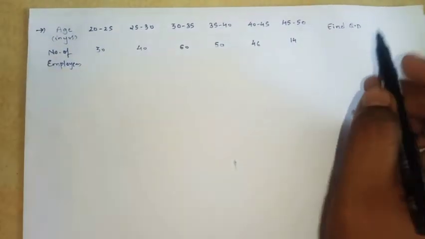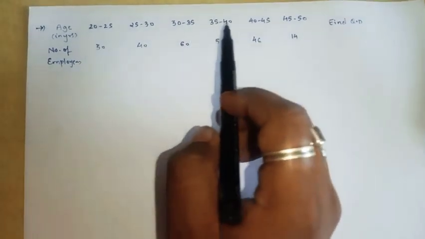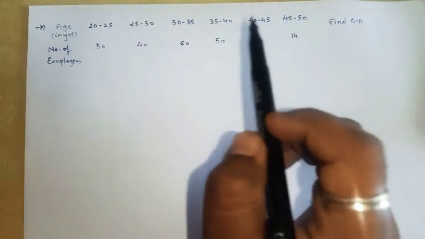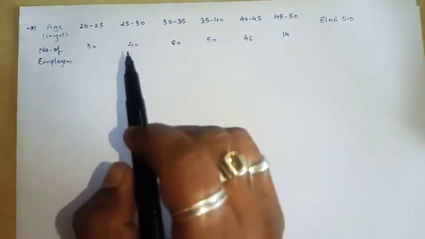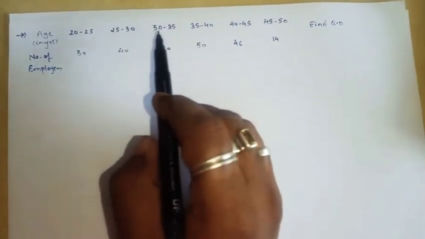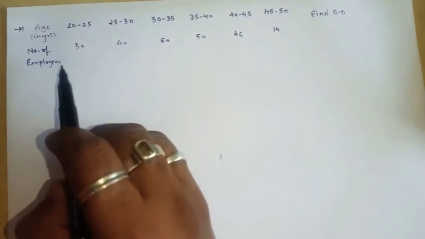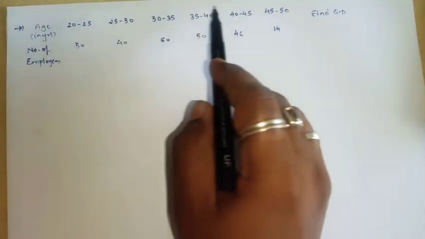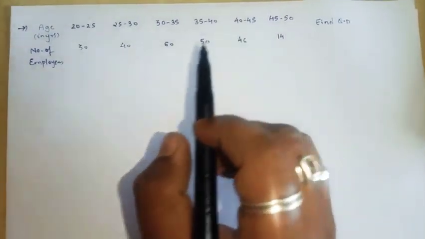And we know that whenever we have to find the quartiles, it is compulsory that the class has to be continuous. If it is not continuous, first make it continuous and then solve the sum. So here we have ages in group, and here we have the number of employees. Here the first row is your class, and the second row is your frequency.